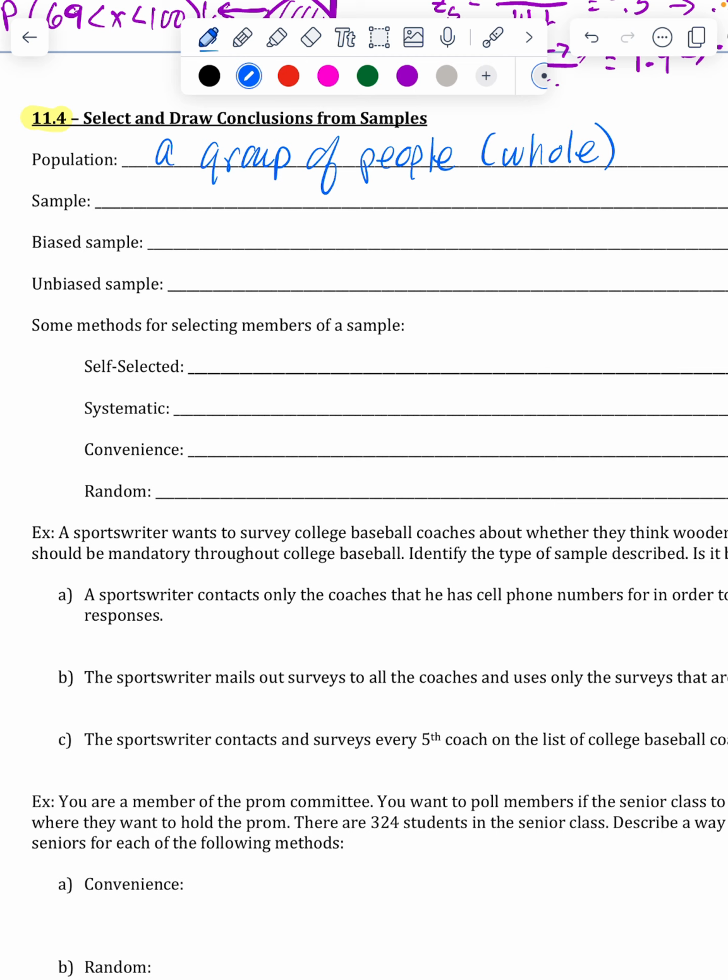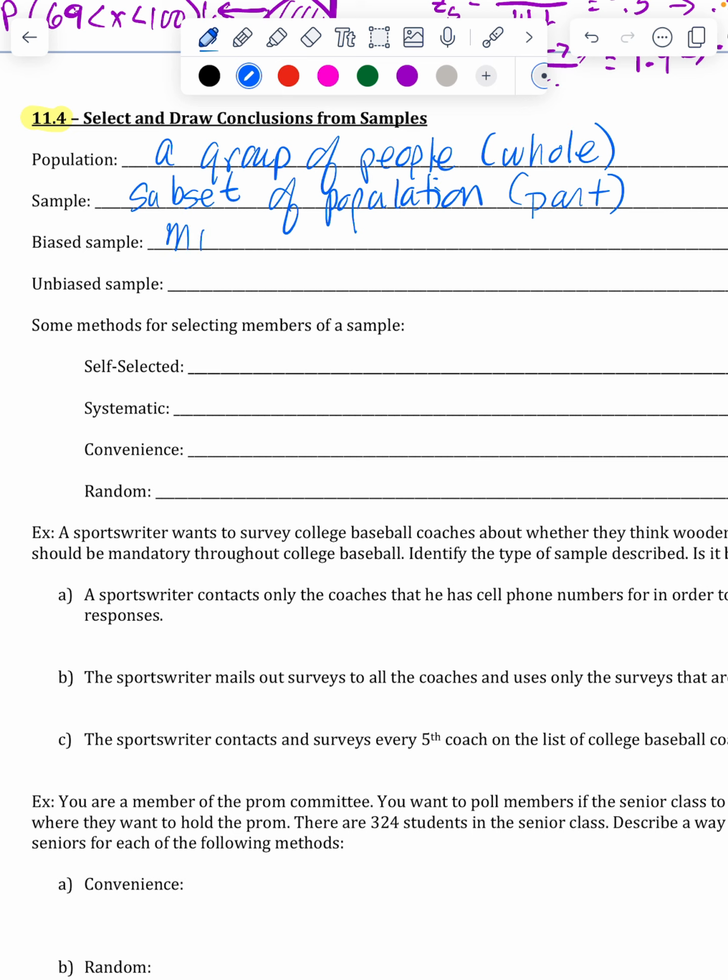So we usually try to get some of the people, and that's called a sample. It's called a subset, meaning a little group within the population. It's the people that you actually ask in a survey. So this is just a part of the population that's involved in your data collection. Depending on how you collect your data, you can get a biased sample or unbiased.